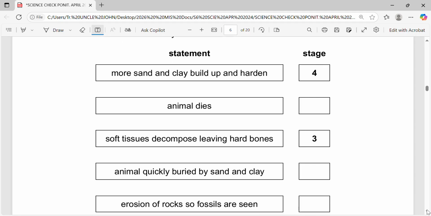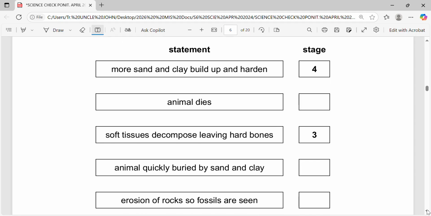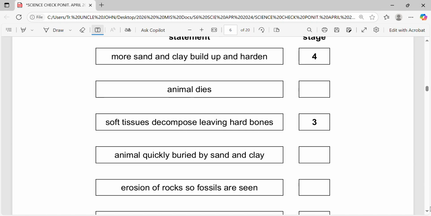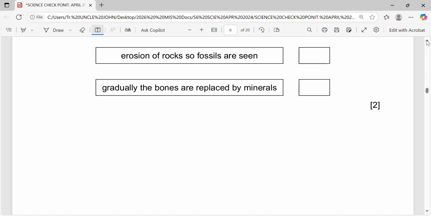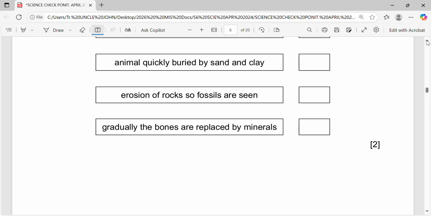Statement and stage. There is stage 4 and stage 3. More sand and clay build up and harden. Animal dies. Soft tissues decompose, leaving hard bones. Animal quickly buried by sand and clay. Erosion of rocks, so fossils are seen. Then gradually the bones are replaced by minerals.